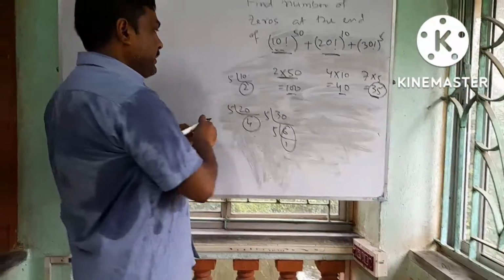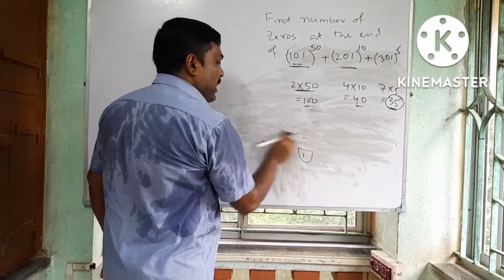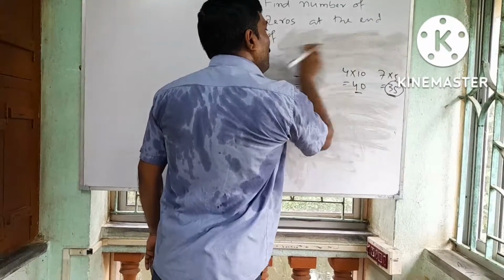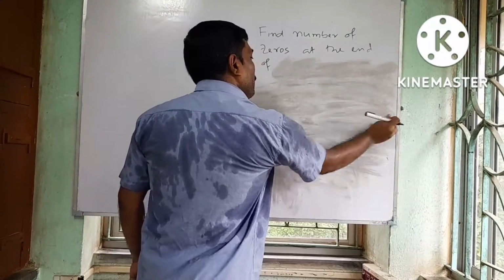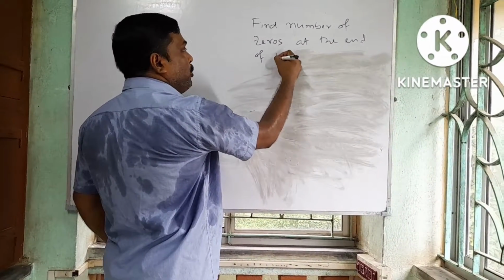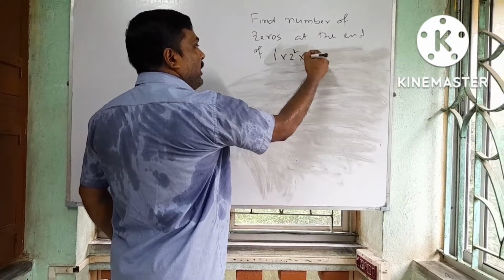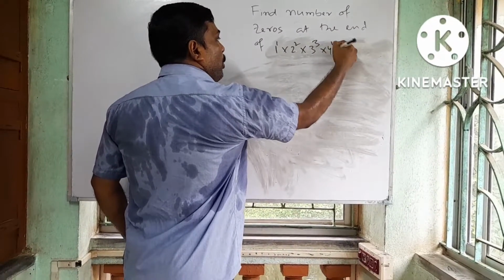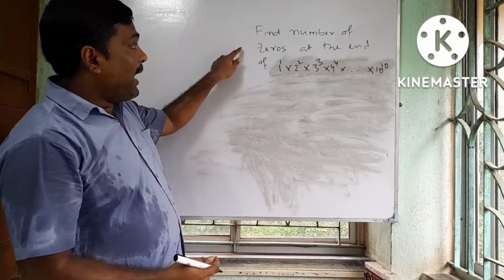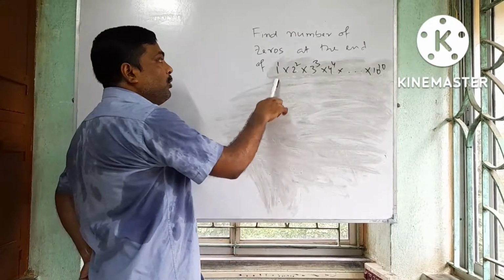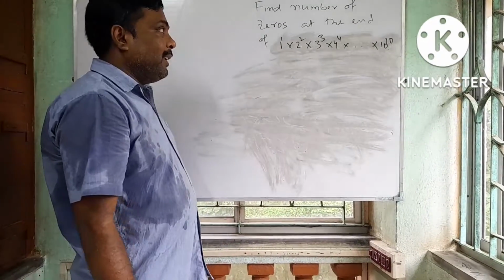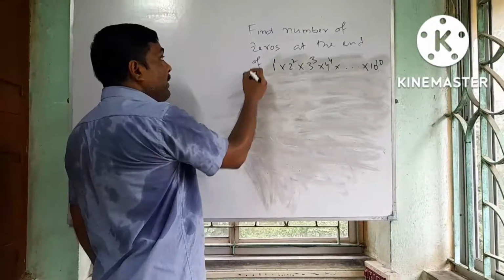So the answer is 35. In our next day class we will solve some more problems related to the number of zeros. Just take some homework. Question number 1: find the number of zeros at the end of 1 to the power 1 into 2 to the power 2 into 3 to the power 3 into 4 to the power 4, and so on up to 10 to the power 10. This is question number 1.